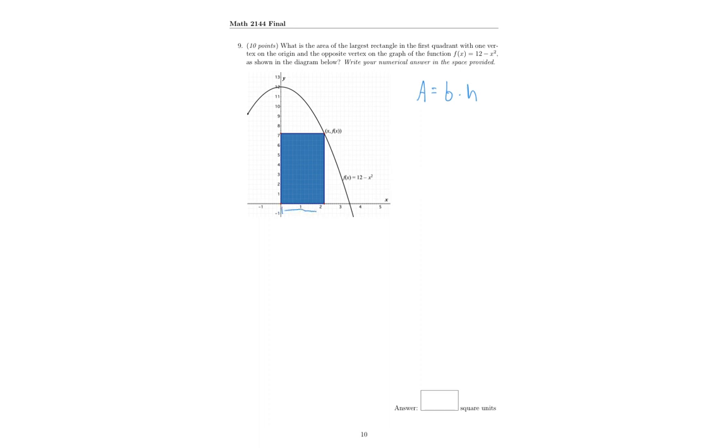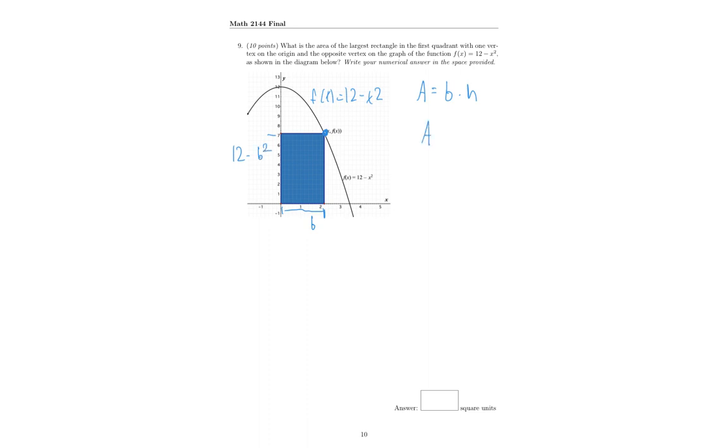So if I'm going to call this part B, well, what is our height going to be? Well, we know this height is going to be wherever it meets this curve. And the curve of this is 12 minus x squared. So if my width is B, I guess I could have said width times height. I just said base, I guess that's more so we use that for triangles. But my height of this is going to be, if I plug B into this equation, 12 minus B squared.